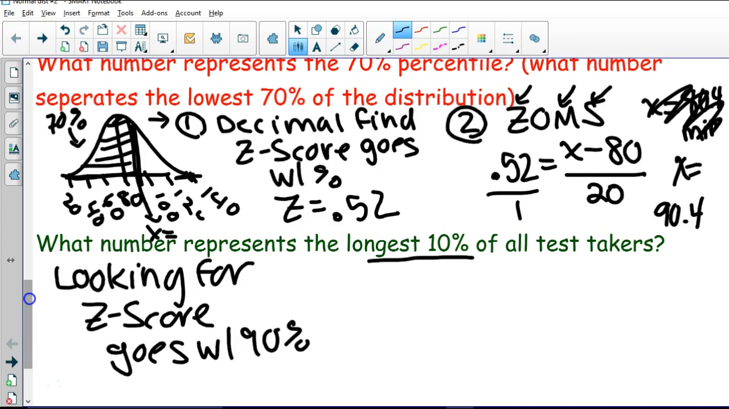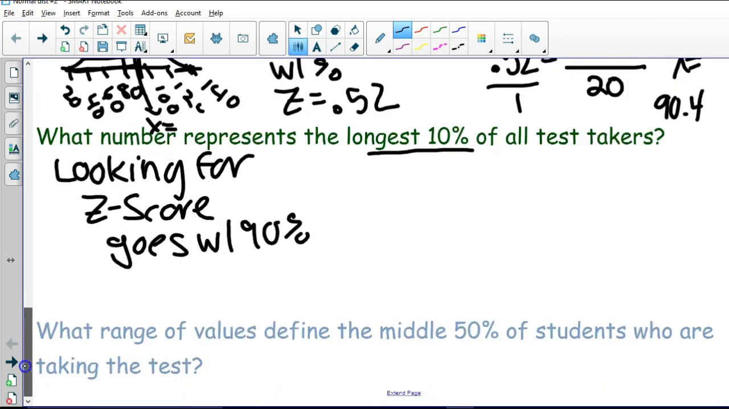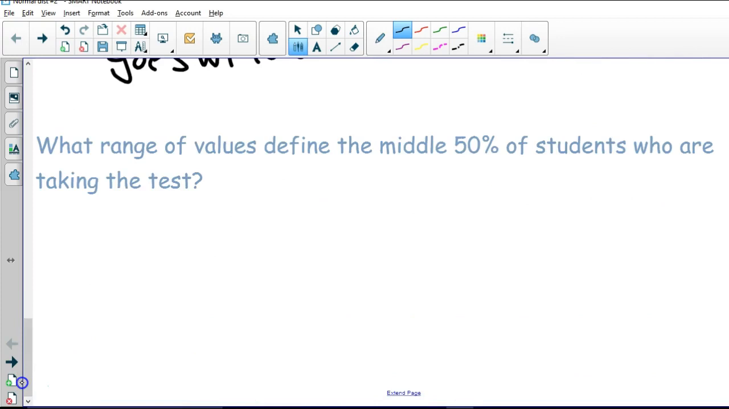Do you need me to do it, or do you feel okay? Give me like a thumbs up, like this feels comfortable. Okay. I think the one that would be helpful to go through, though, would be this one. What range of values to find the middle 50%? So this one's a little more challenging. Any ideas what we would do? I would say even if I gave this to my statistics kids, they would maybe have to think about it for a second. Yeah, Jen?